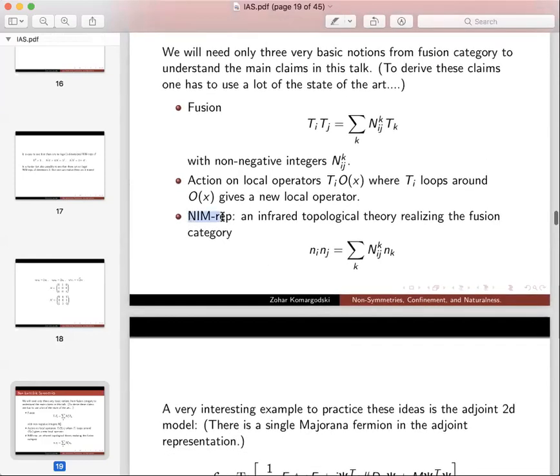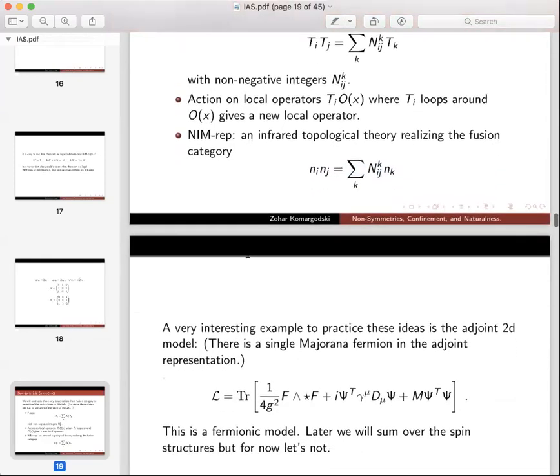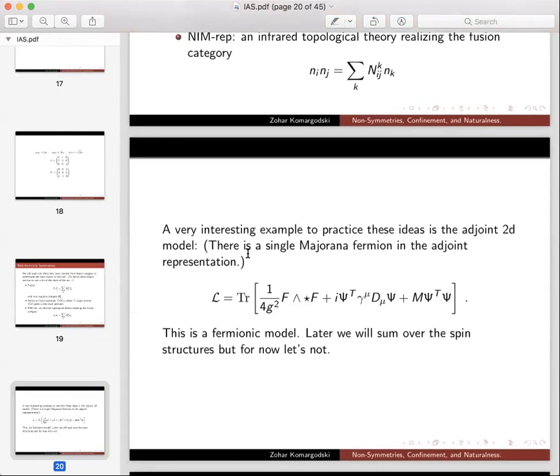And finally, there is the notion of NIM-reps, which tells you how the symmetries, non-symmetries, act on the ground states. And the statement there is that they act with non-negative integer valued matrices that satisfy the exact same equation as this, except that here little n is an integer matrix. So these are like representations of the fusion algebra with non-negative integer matrices. That's why they're called NIM-reps. So these are the only three concepts that we will need. And now let me start by discussing gauge theory and show you some applications.